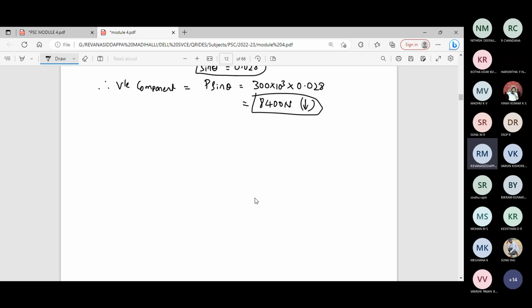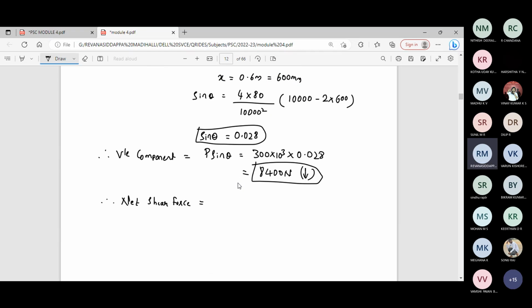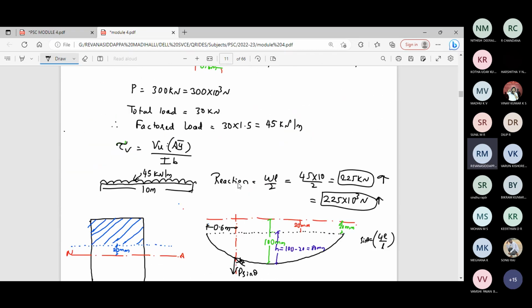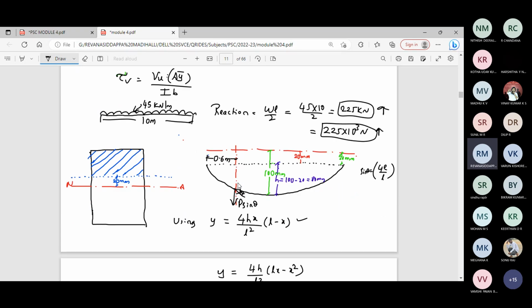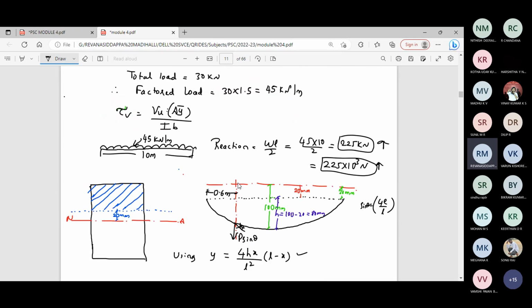Now we can calculate the net shear force. You add both values. The shear force due to the prestressing force is 8,400 Newton downward. The shear force due to the load is 225 into 10 power 3 Newton upward. Adding together, we get the net shear force.